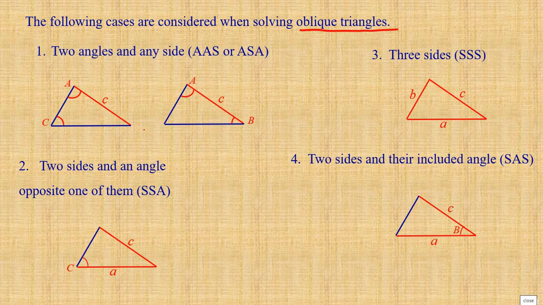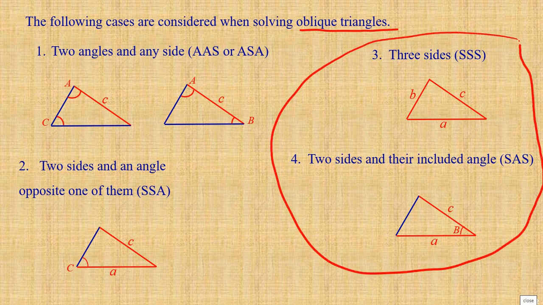If you look at this, we have four conditions that we should have in order for us to be able to solve for oblique triangles. Now, number 3 and number 4 here: 3 sides are given, and number 4, 2 sides and their included angle. If you watched the other video about the cosine law, for these conditions 3 and 4 we use the cosine law. If 3 sides are given, or if 2 sides and the angle between them are given, then we use the cosine law.